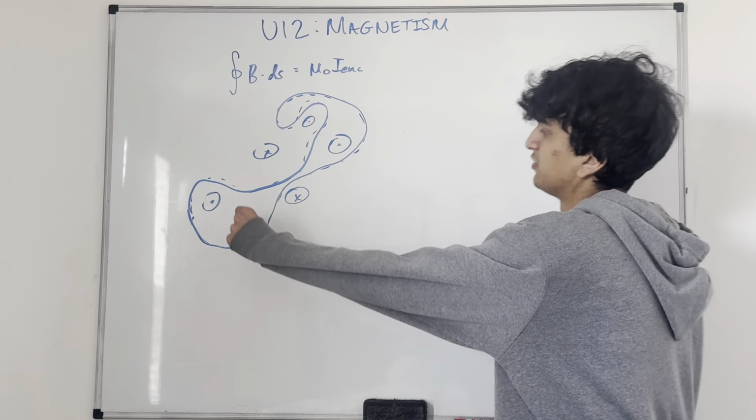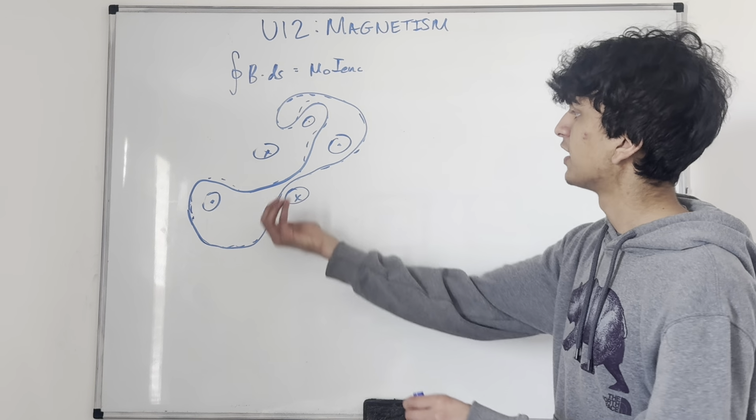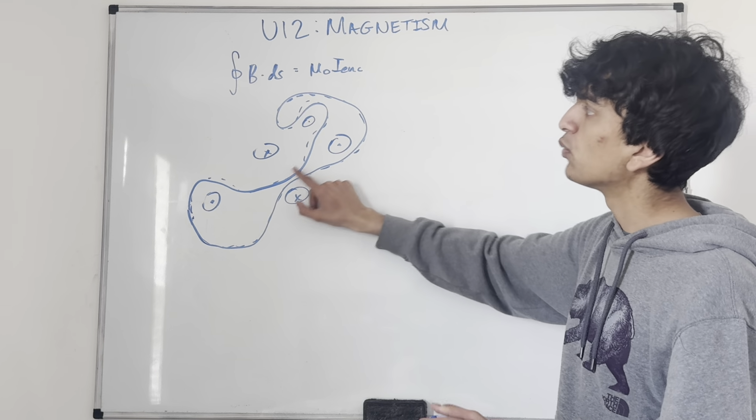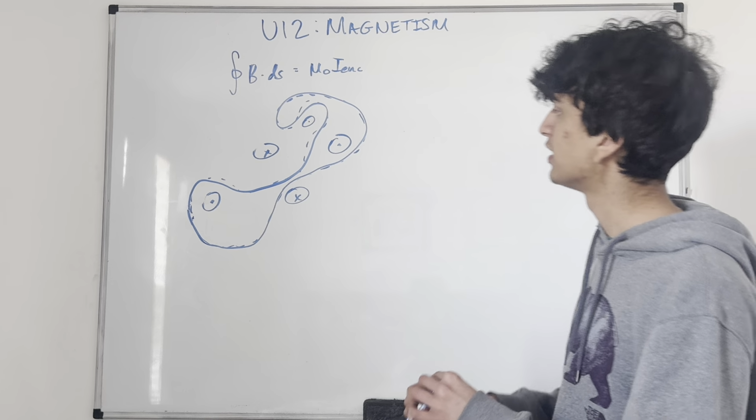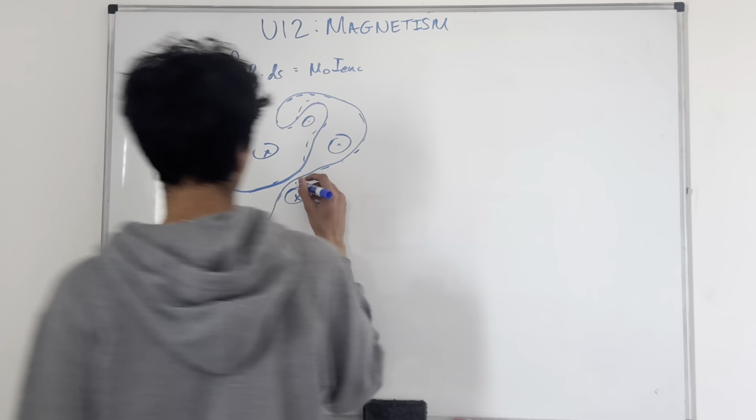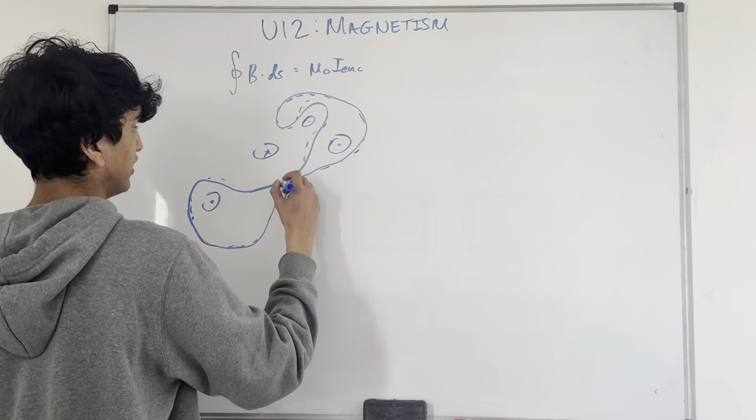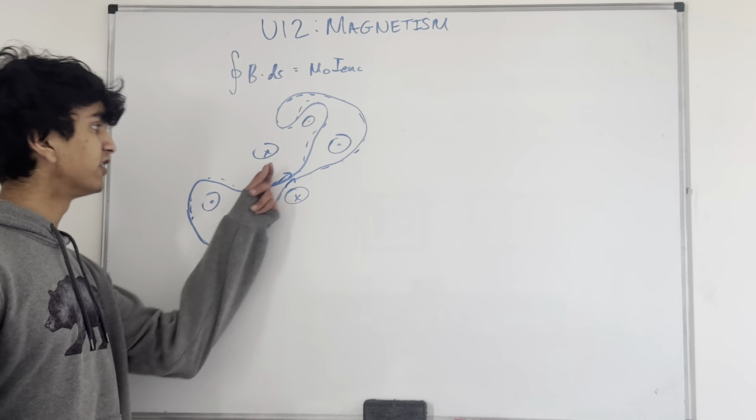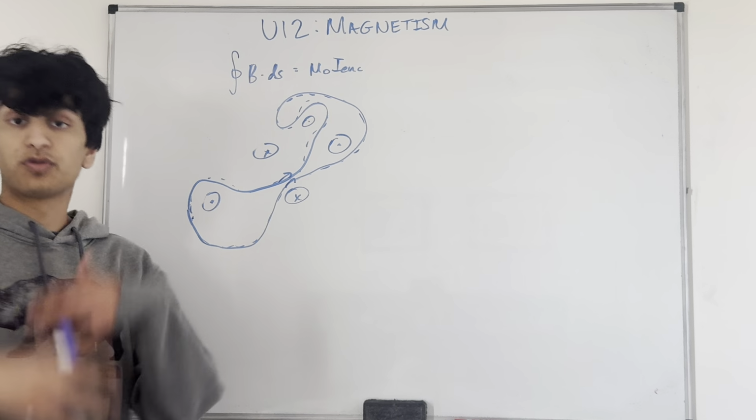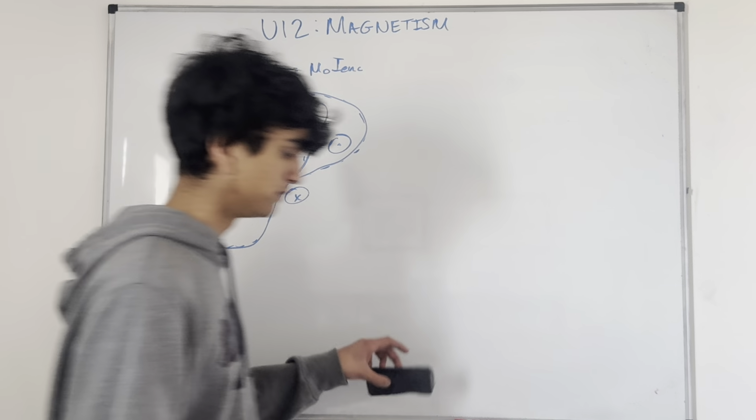if you're going along this path right here, the magnetic field is kind of helping your path. When you take the dot product, the length and the magnetic field are in the same direction. But then it's also in the same direction here, but now you're looping the other way. So things outside the loop have no contribution.